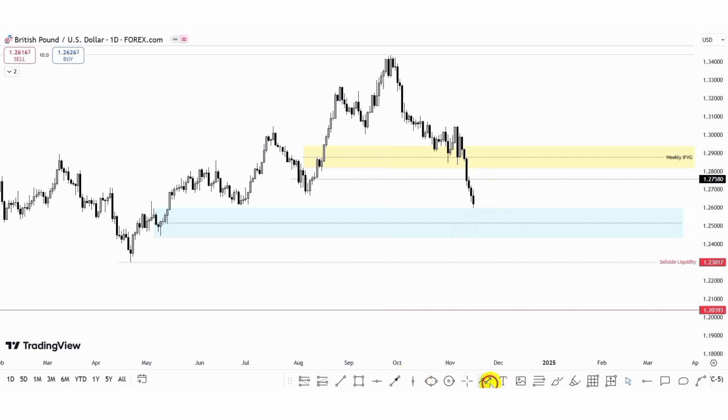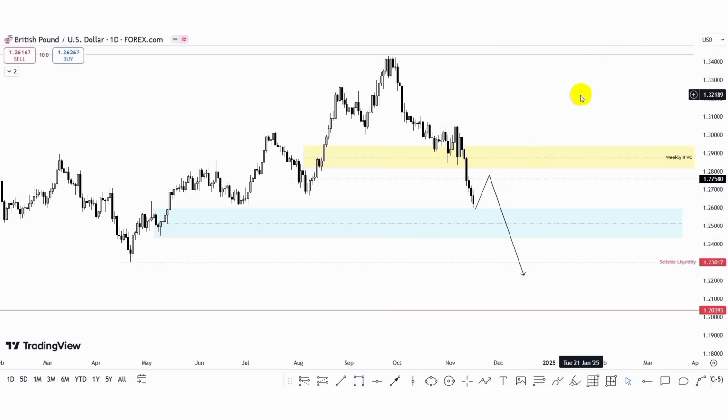So what I'm trying to say is either we see that price may push to the upside, fill up this fair value gap, and then we have bearish continuation to the downside in the coming week.